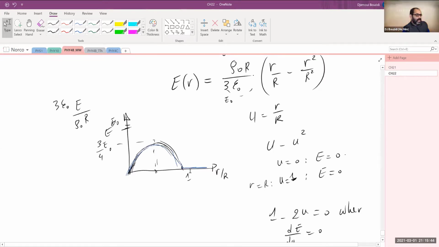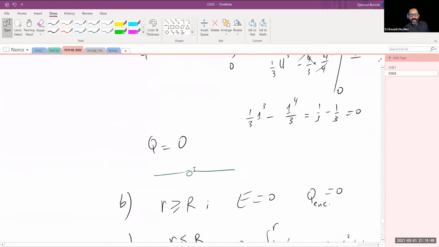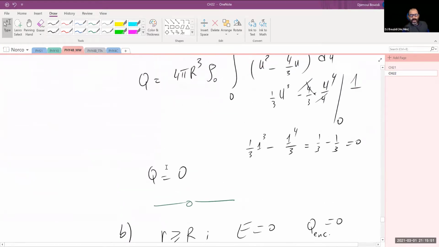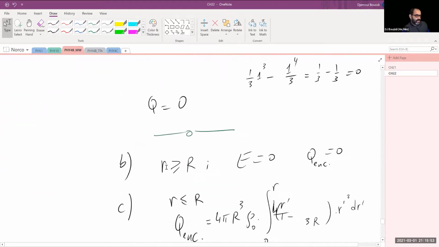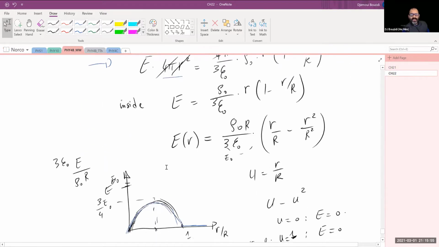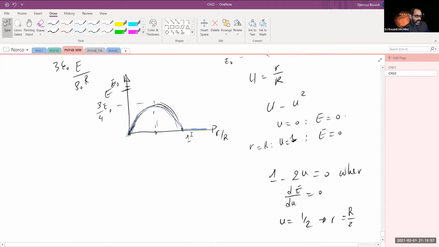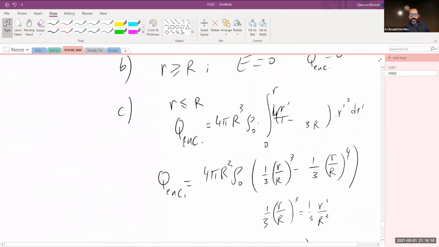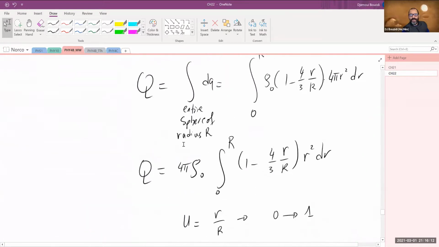Don't forget that E is 0 outside of the sphere, because Q enclosed is 0. Since Q enclosed is 0, the electric field outside is 0. And this is a confirmation, when you're doing discussions, that the electric field is continuous at this point, okay? Basically, it has 0 and stays 0 throughout. That's what confirms it.